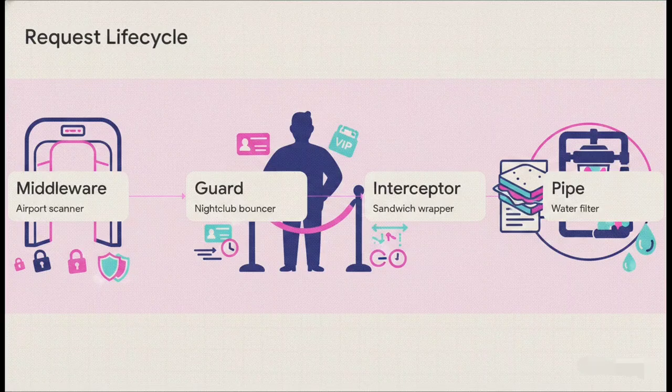Step 2 is the guard. Think of the guard as a nightclub bouncer. Before you even get near the dance floor, the bouncer checks your ID for authentication and VIP access. It's a simple yes or no.